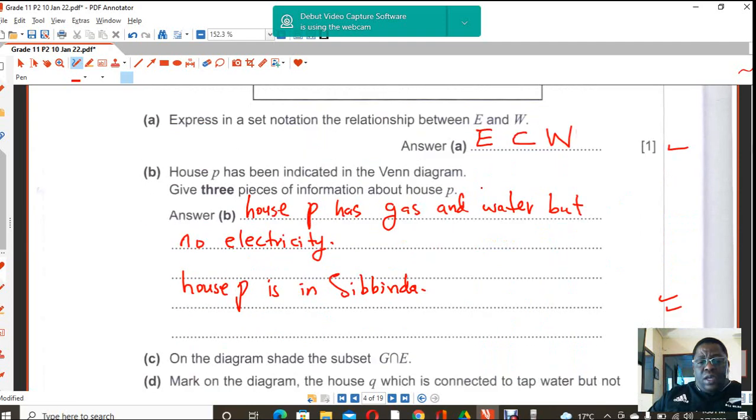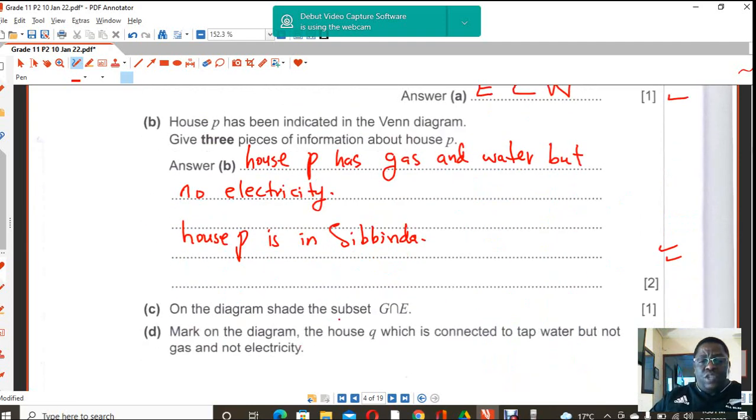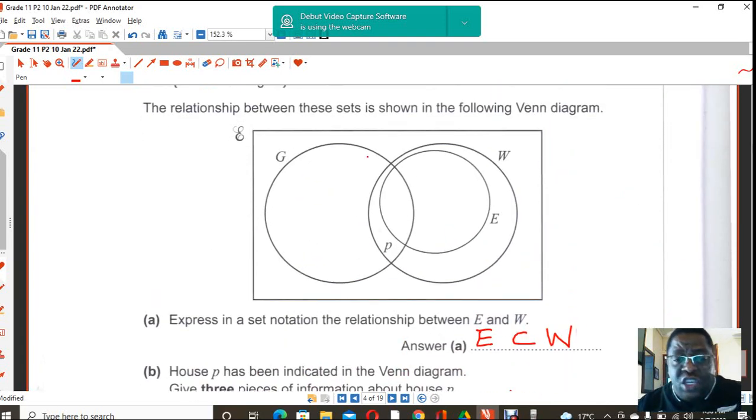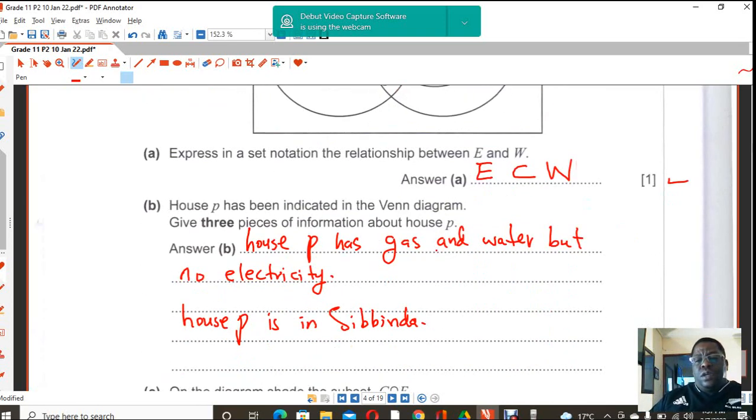Then at part C, on the diagram, shade the subset of G intersection E. G intersection E, what do they share? G and E. It is this region here that you are going to be shading for 1 mark. Okay, there we go, for 1 mark.